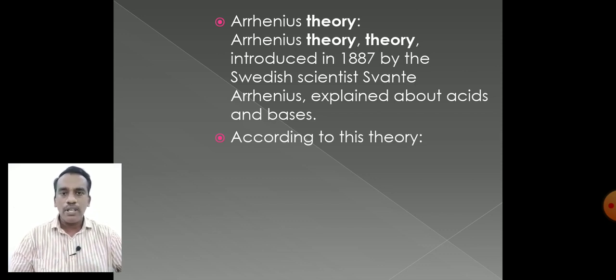In our previous video, we discussed the properties of acids and also the properties of bases. In this video, we are going to give the definition of acids and bases according to the Arrhenius theory that was proposed in 1887. So, what is an acid according to Arrhenius? Let us take a simple example.